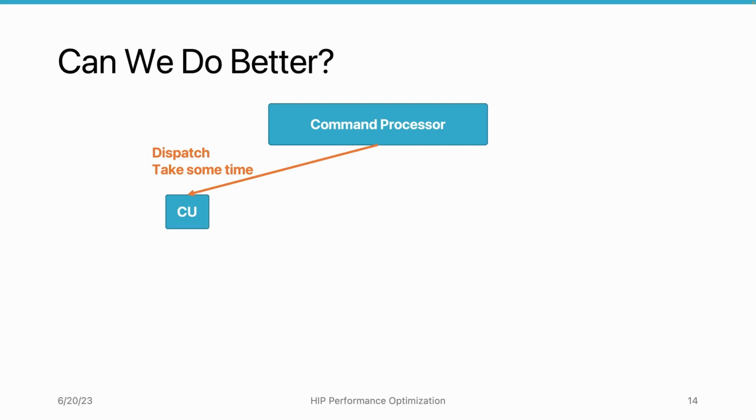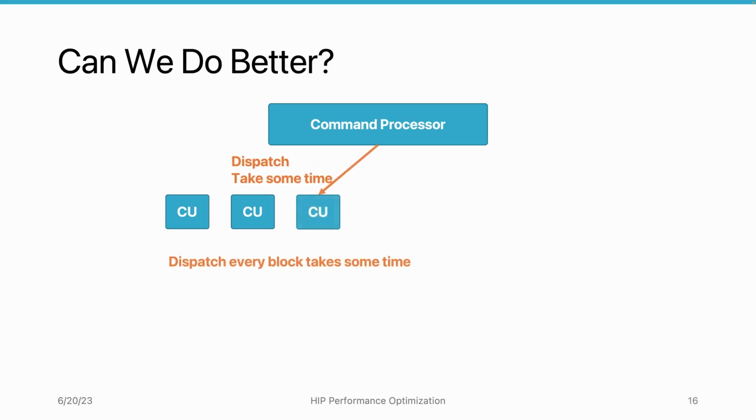Then the question is, can we do better than this? We want to reason about this process, the command processor dispatching to each compute unit. The command processor will dispatch one block to a compute unit, which may take some time. Then it will dispatch another block to another compute unit, which will take some other amount of time.